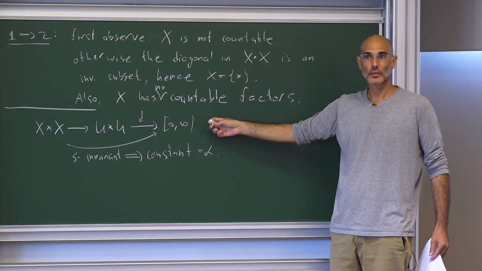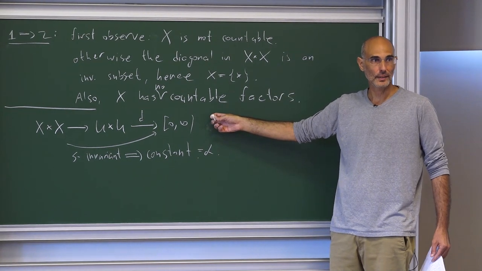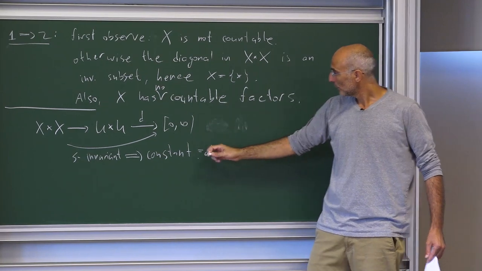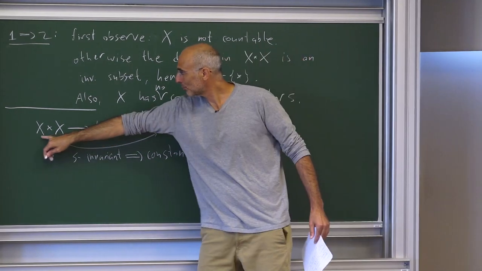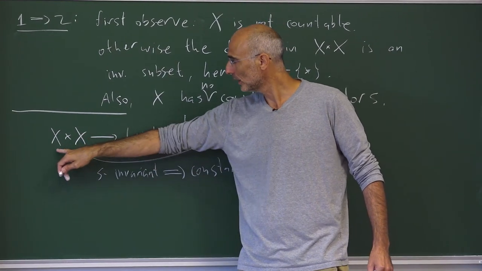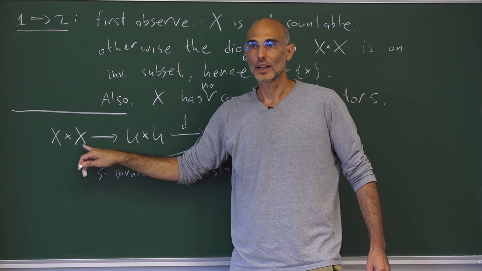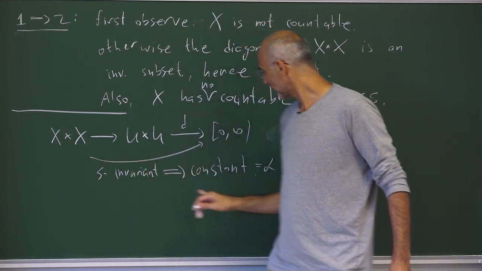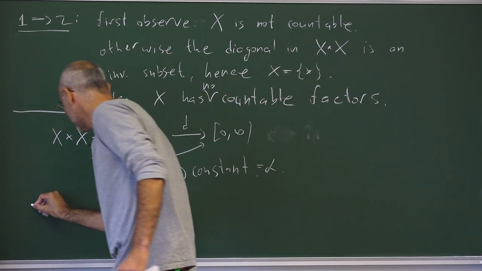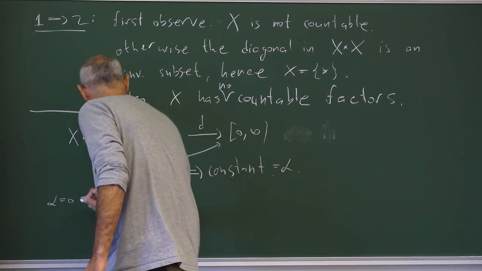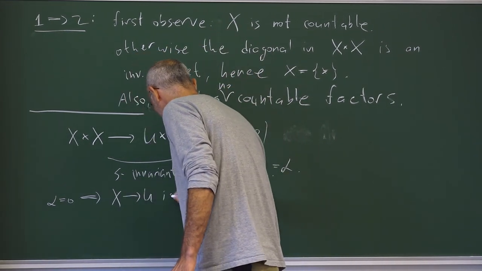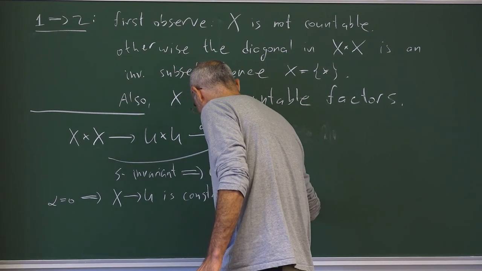Okay, now I'm assuming X is doubly ergodic and X has a map to U, which is an isometric action. And I claim that for every pair of points in X, or almost every, I mean, you have to deal with this if you want to write down the proof properly, but for almost every pair of points in X, the distance between these points is alpha. Now there are two options. If alpha is zero, then this map X to U is constant and we're done. This is what we wanted to prove.